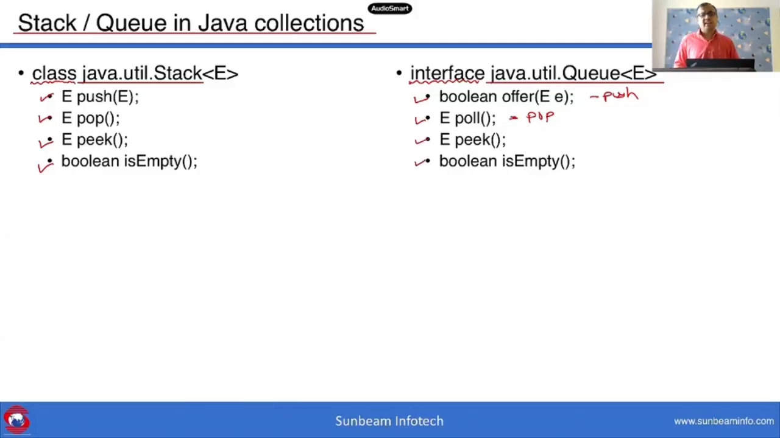Anyone knows any class which is inherited from the Queue interface? Do you know any class inherited from the Queue interface? Yes, absolutely valid. There is a class available by the name ArrayDeque.